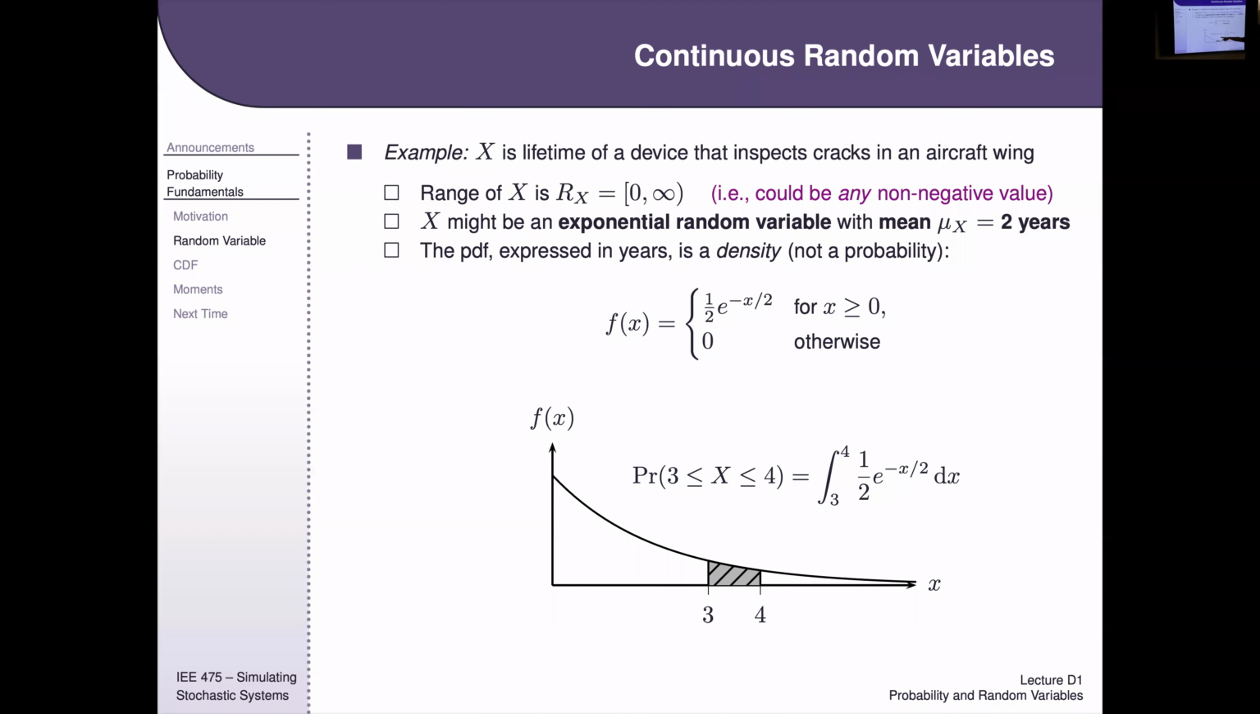Then I want to know, what's the probability that it's going to fail between year 3 and year 4? I just take the integral of the density function between 3 and 4, weighing that little block, and that's what we get there.